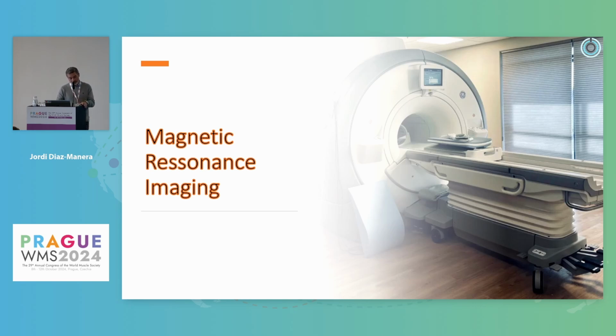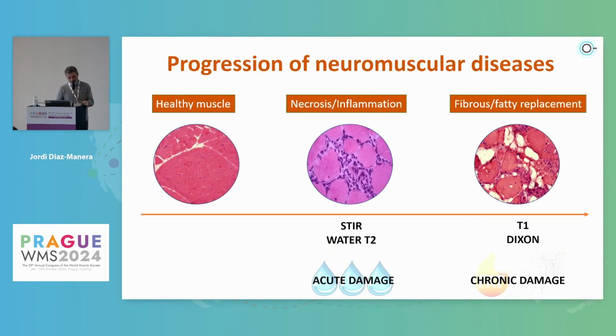So I'm going to move now to magnetic resonance imaging. As we have mentioned before, this is the original slide that I put at the beginning. One of the good things, what I like the most about muscle MRI, is that there are many different sequences that we can use. Some of them are very well established in all the hospitals, so easy to access for everyone. Others are more research sequences. I'm going to talk a bit about all of them.